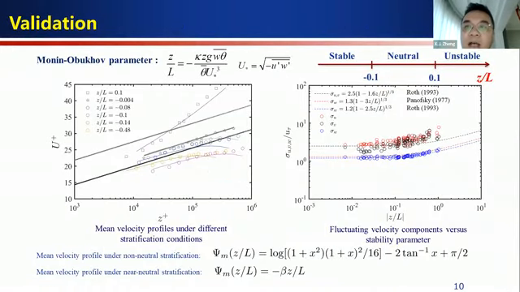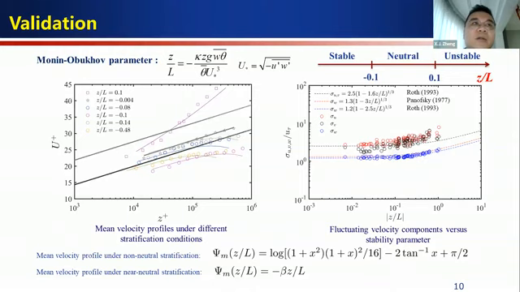As for the topic, here gives a definition of neutral, stable, and unstable stratification based on the Monin-Obukhov parameter, z/L ratio. Flows with z/L ratio larger than 0.1 are defined as stable stratification flows, minus 0.1 to 0.1 as near neutral stratification flows, and less than minus 0.1 as unstable flows.